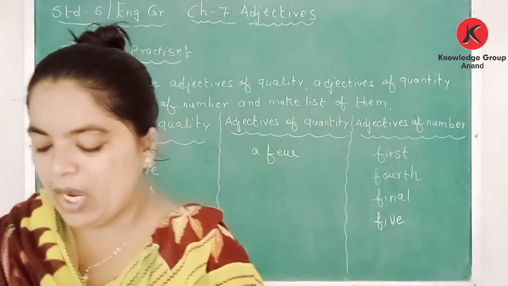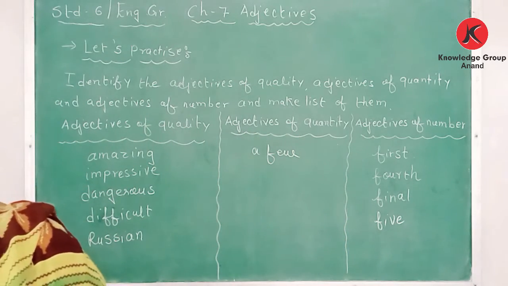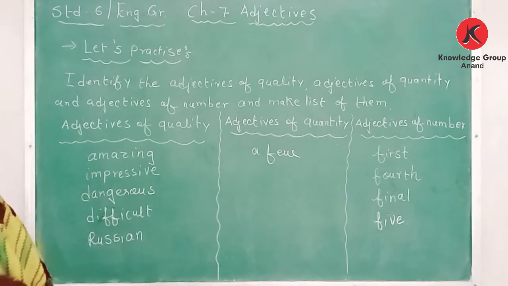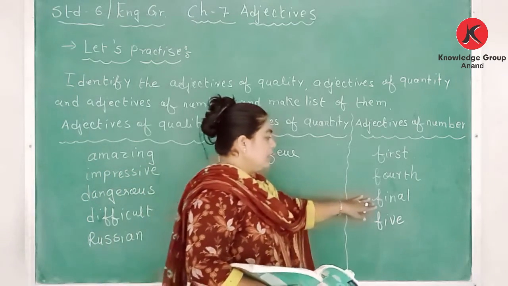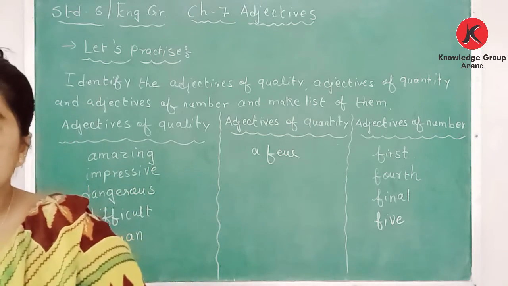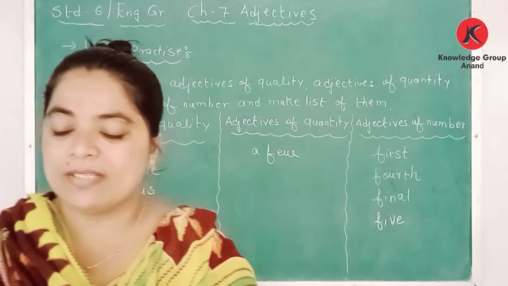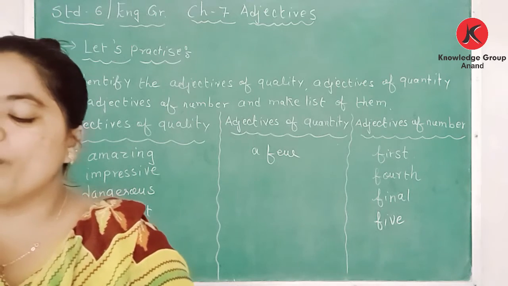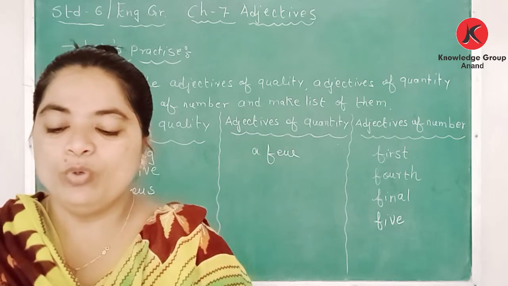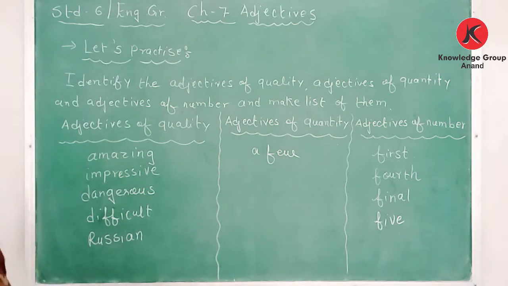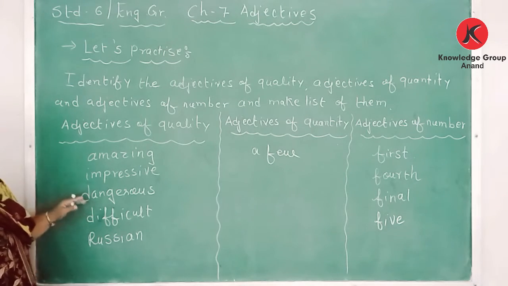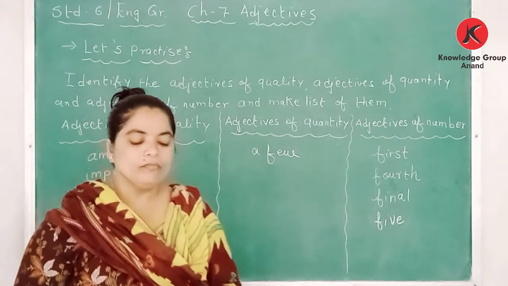"Simon Biles from America won the gold medal with a final score of 15.966." So final, again, is an adjective of number. "Deepa's score was 15.066 for executing one of the most dangerous feats in gymnastics, the Produnova vault." The word dangerous again is an adjective of quality.